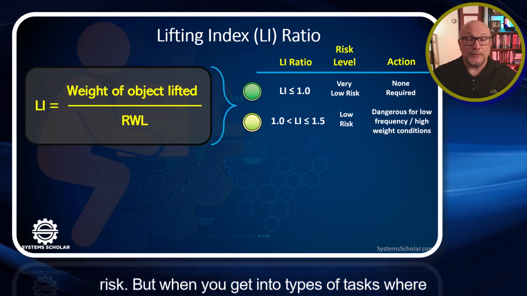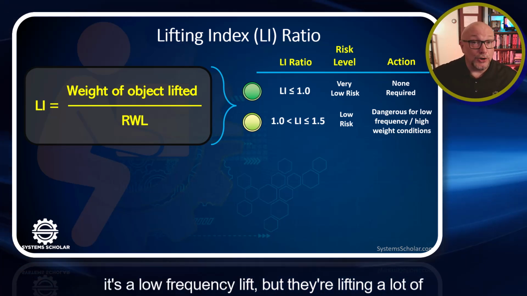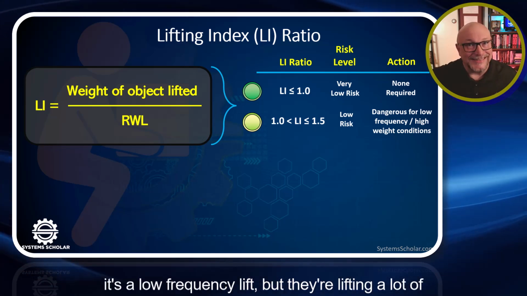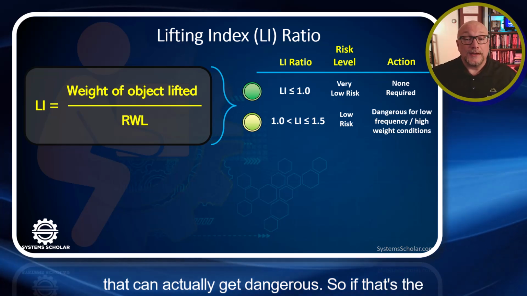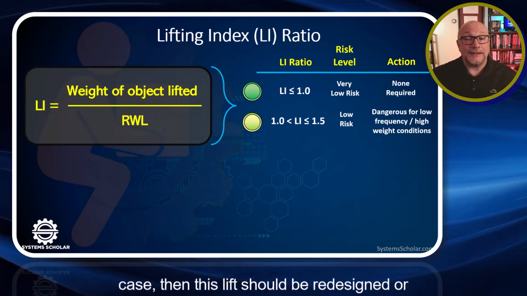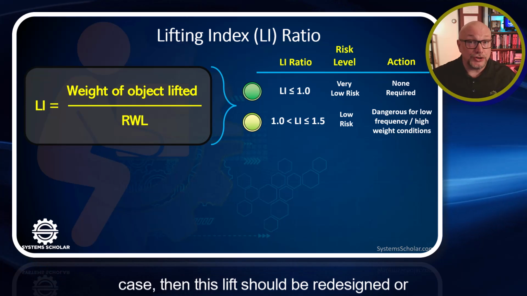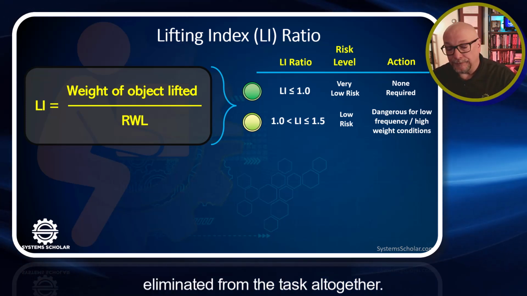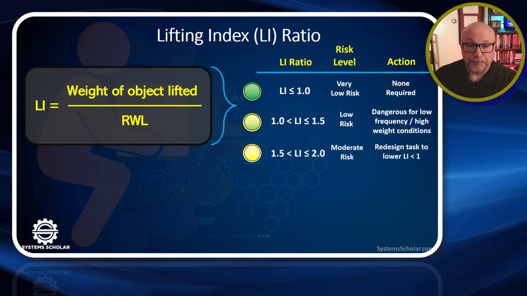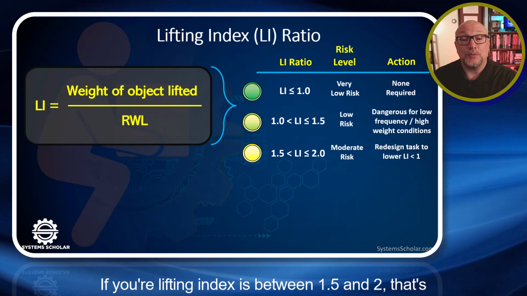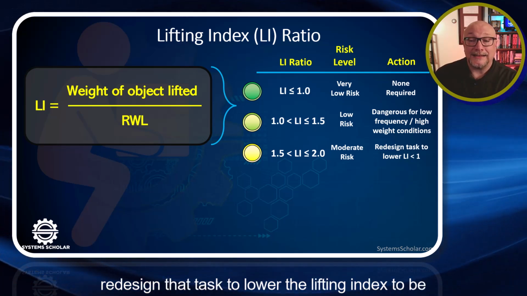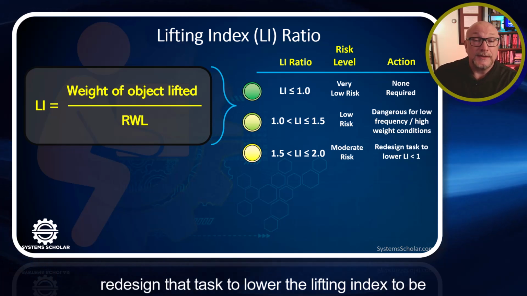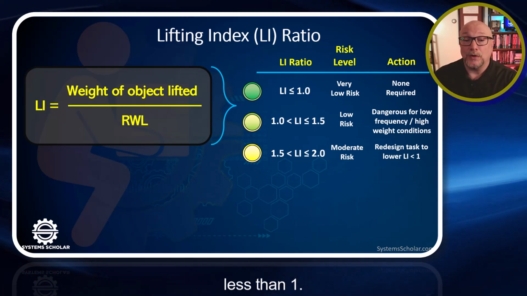But when you get into types of tasks where it's a low frequency lift, but they're lifting a lot of weight, that can actually get dangerous. So if that's the case, then this lift should be redesigned or eliminated from the task altogether. If your lifting index is between 1.5 and 2, that's considered a moderate risk, and you should redesign that task to lower the lifting index to be less than 1.